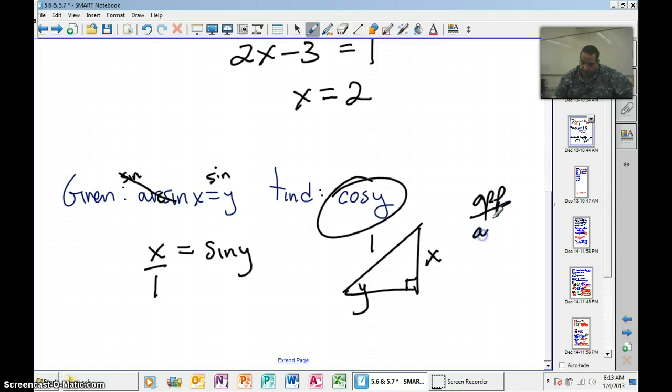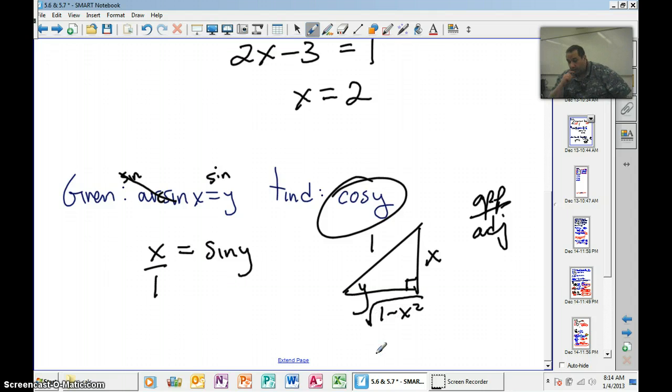Opposite over adjacent. And what's the adjacent side? Well, I'm going to use the Pythagorean theorem to find it. I have x and 1, so this is going to be, I guess, the square root of 1 minus x squared, right? A squared equals B squared plus C squared.